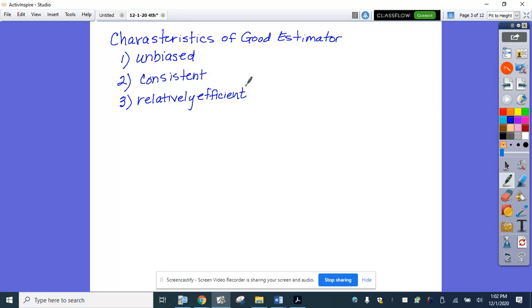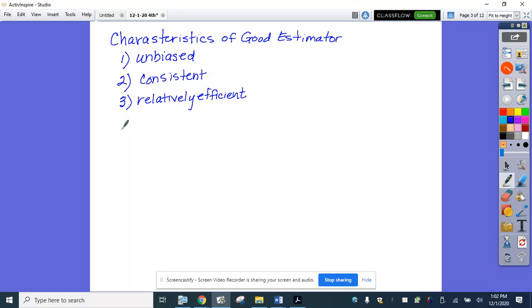So when we talk about a good estimator, we know that it needs to be unbiased. It can't sway one way or the other. It's got to be consistent. It's got to give me approximately the same mean. It's got to be relatively easy to reproduce, and it's going to give me about the same mean.